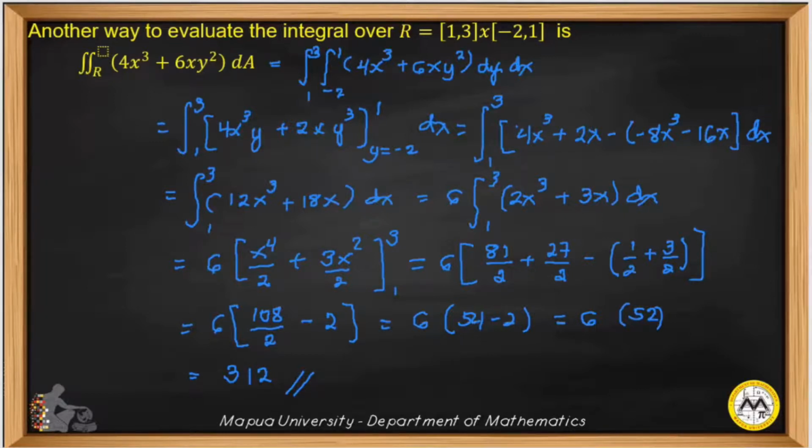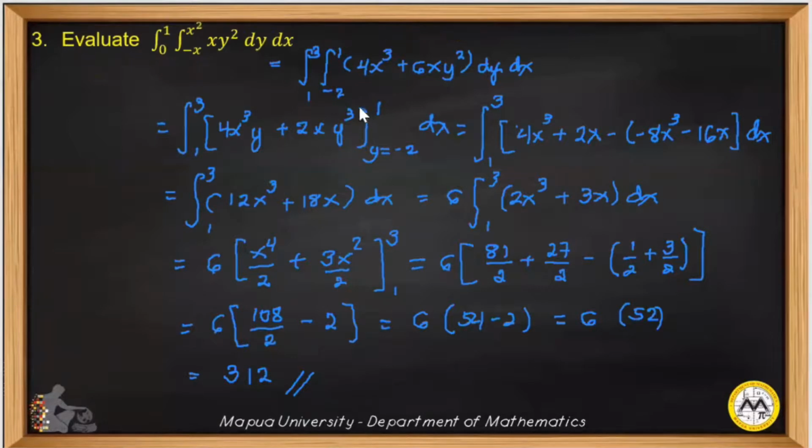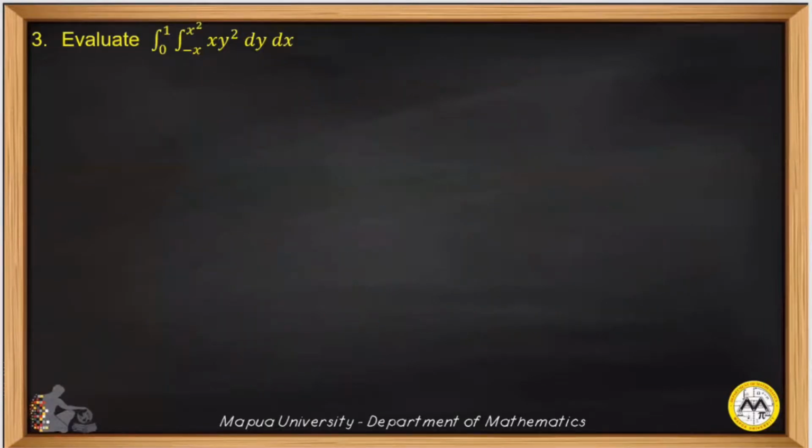So let us consider this time another example. The third example is no longer a rectangular region. We have the double integral of xy squared dy dx, where y goes from negative x to x squared and x goes from 0 to 1.